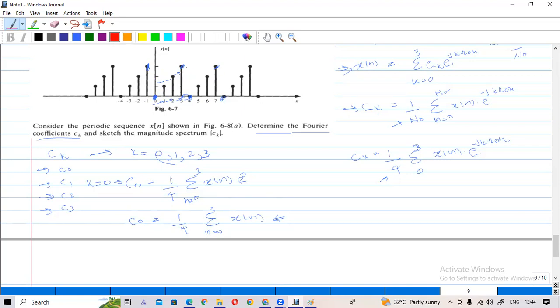This section is repeating here. This section again repeating here. This one again repeating here. So you have to find the value within only one section.